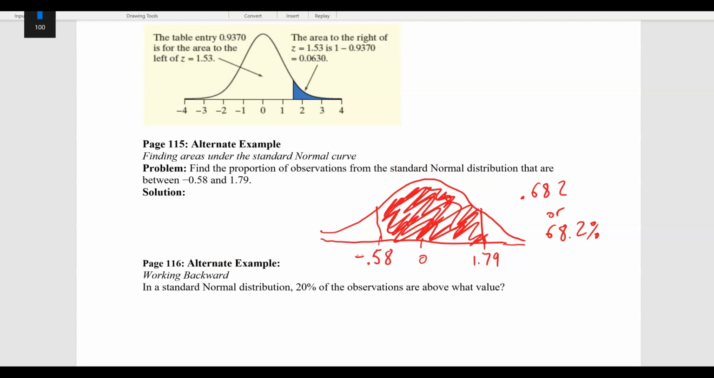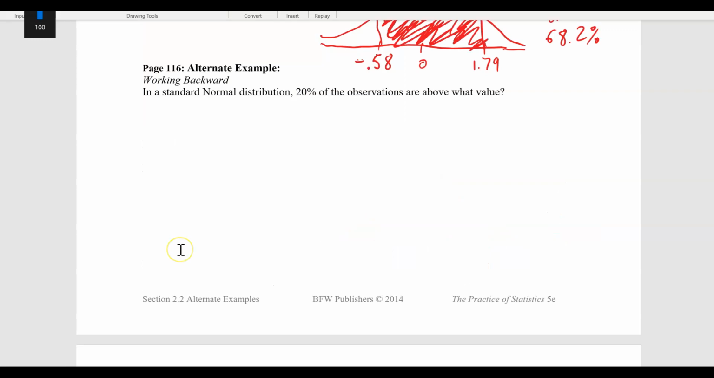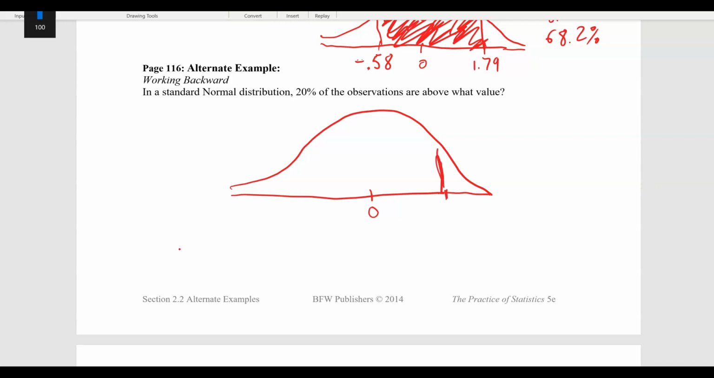They ask a little bit different framing here. Working backwards. In a standard normal distribution, 20% of the observations are above what value? So let's think about that. They're basically asking us for the 80th percentile, right? The mean of a standard normal distribution is 0. Not a great curve by me, but they're basically saying here, what z-score? So I don't know the z-score, but what z-score would live here so that the area above it is 0.2.